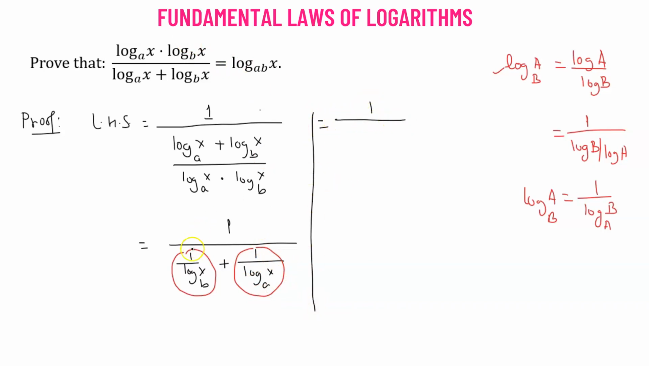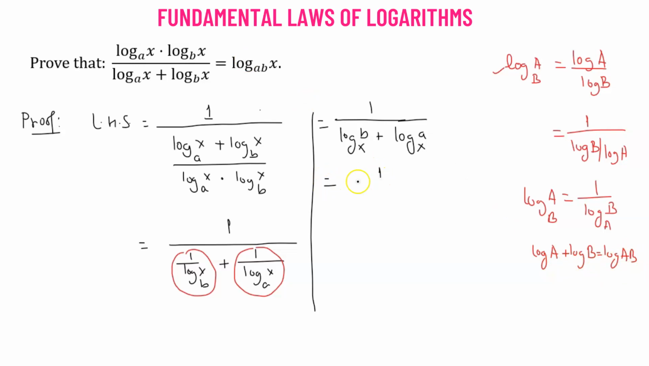So 1 over log of x with the base of b will become log of b with a base of x. And for the second term, it will be log of a with the base of x. Now we have two logarithms that are added in the denominator, and both of them have equal bases. So we can combine them using our property log of a plus log of b equals log of a times b, provided all three logarithms have the same base.